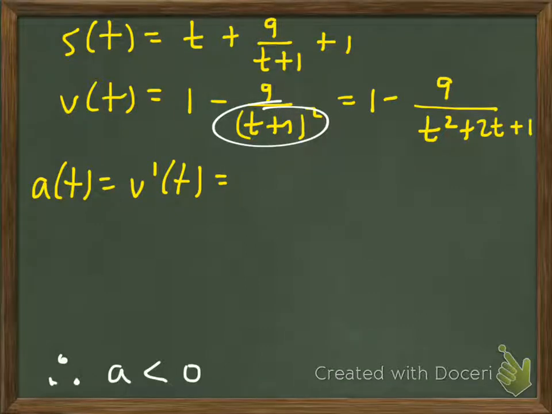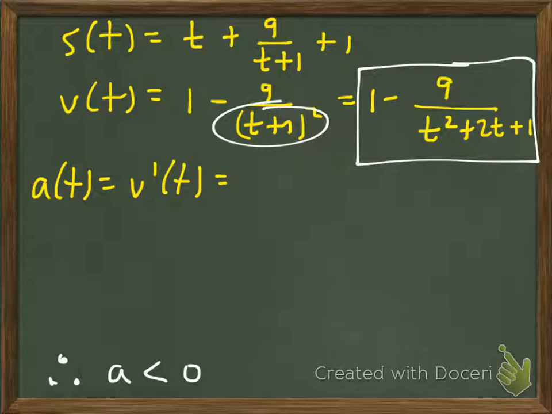I may have made a mistake the last time I did this problem. It's problem number 4 from the straight line motion worksheet, and we are at the point where we need to find the acceleration function, and the acceleration function is the derivative of the velocity. I just rewrote the velocity function in terms of something a little easier to take the derivative of. So here is the velocity function that we're going to use to find the acceleration.